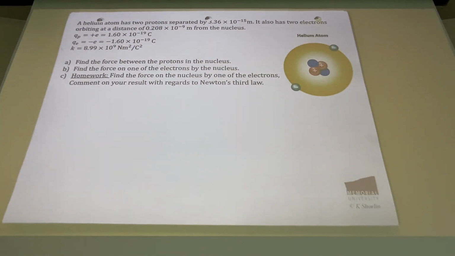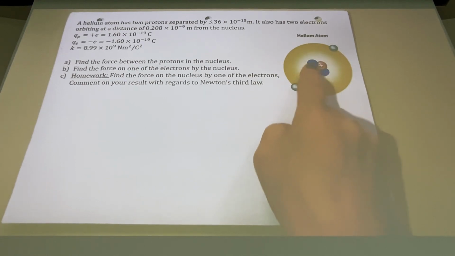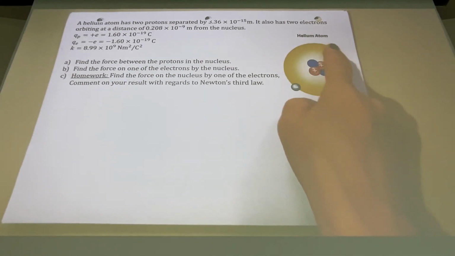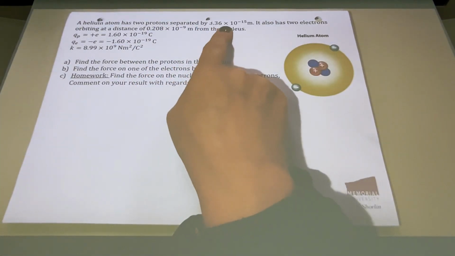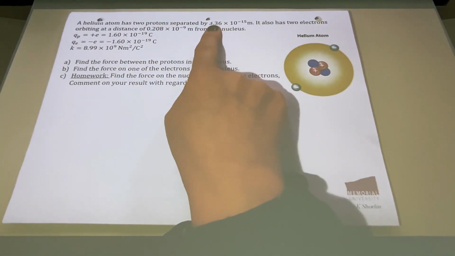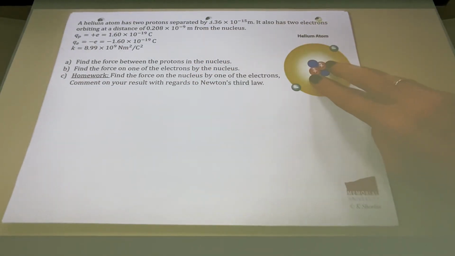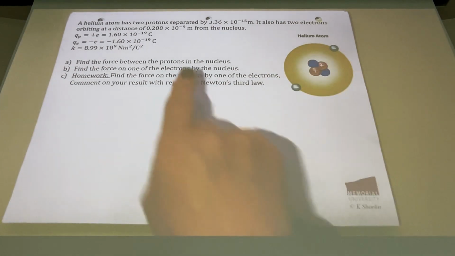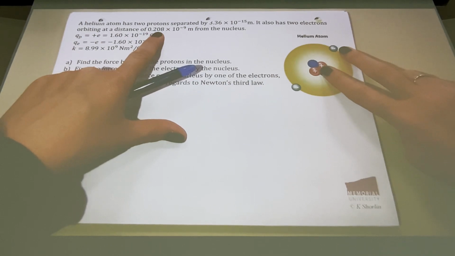In our example, I've got a picture of a helium atom. In this helium atom, I've got my nucleus. My nucleus has 2 protons and 2 neutrons. So here in the center is my nucleus. It's got 2 electrons orbiting around on the outside. I know that my nucleus has a size, or a diameter, of 3.36 times 10 to the minus 15 meters. So that's how far apart my protons are. And my electrons orbit at a distance of 0.208 times 10 to the minus 9 meters from the nucleus.